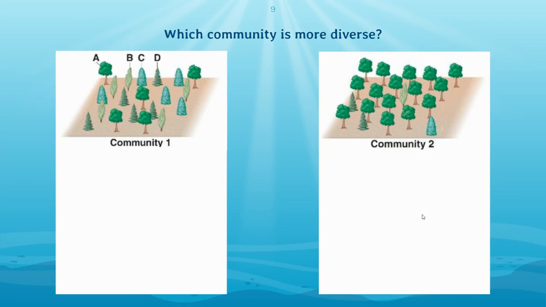So then if we take a look at these 2 different tree communities, we have community 1 and community 2. There are a few different types of trees. We're calling them tree A, tree B, tree C, and tree D.